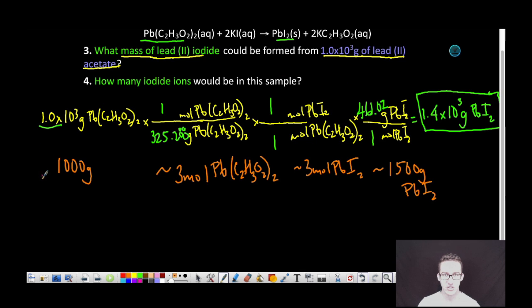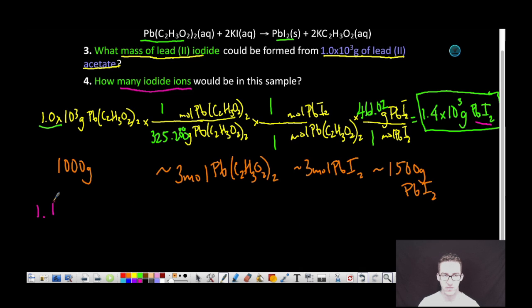All right, our next question here asks us the number of iodide ions that would be in the sample. Now, I'm sure many of you mathematical geniuses will be able to figure this out simply by looking at the formula for lead-2 iodide. I'm going to do a quick dimensional analysis here so you can see how it would look sort of all written out.